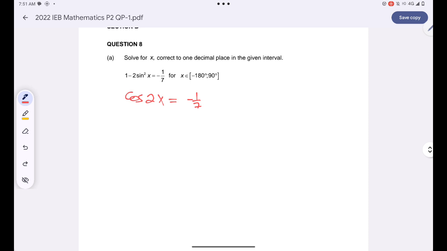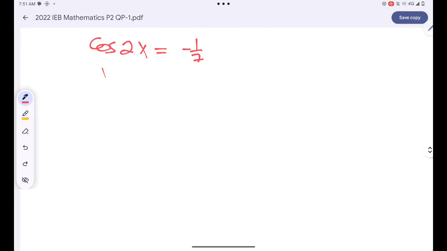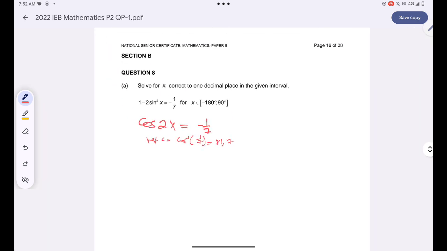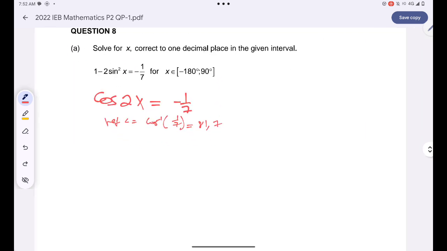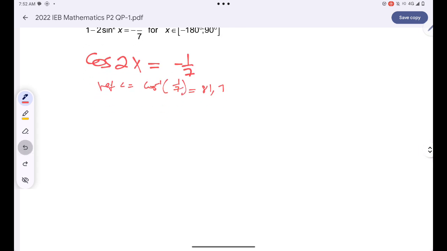Therefore I have a trig ratio equal to a number, and I can simply find my reference angle. My reference angle is simply the inverse of cos 1 over 7. What do I get? Shift cos 1 over 7. This will give me 81.7. I'm supposed to round off to one decimal, so let's say it's 81.8 degrees.